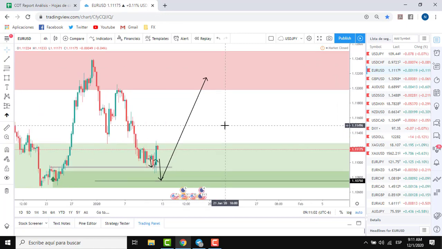Now I need to look for good entries. In this case, we have support and resistance entry. We have supply and demand entry. And if you still think that there is liquidity down here, you can wait for the price to retrace here, and then boom, place your buy.